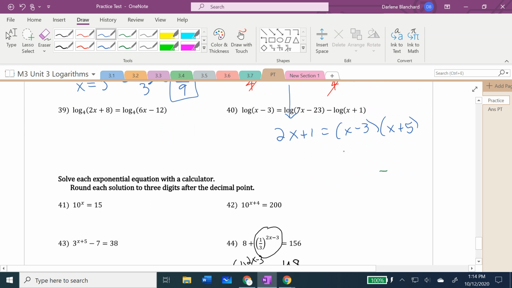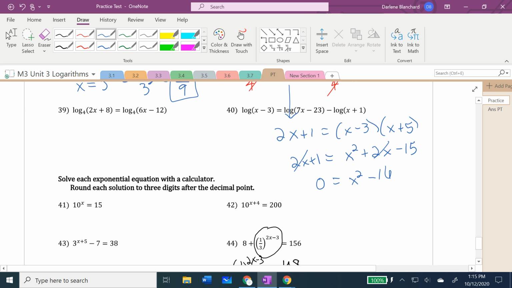Multiply your binomial, take the time to do it right. That could mean that you do box multiplication. Then make sure you set one side equal to 0. And ooh, look at that. And then subtracting 1 gives me -16.